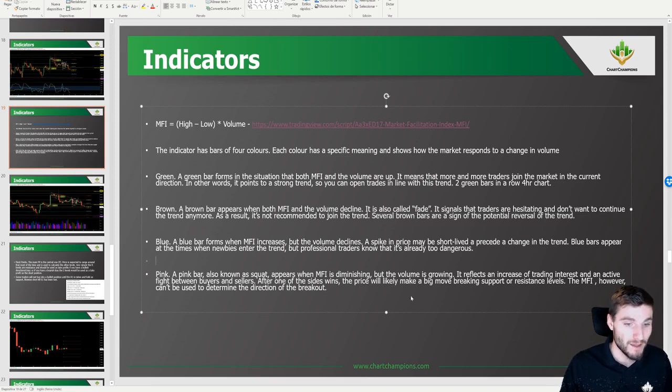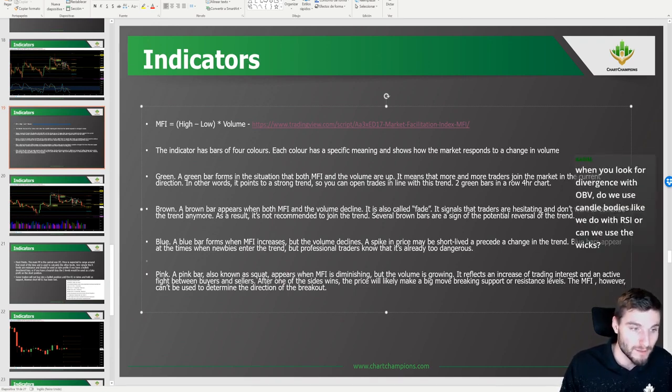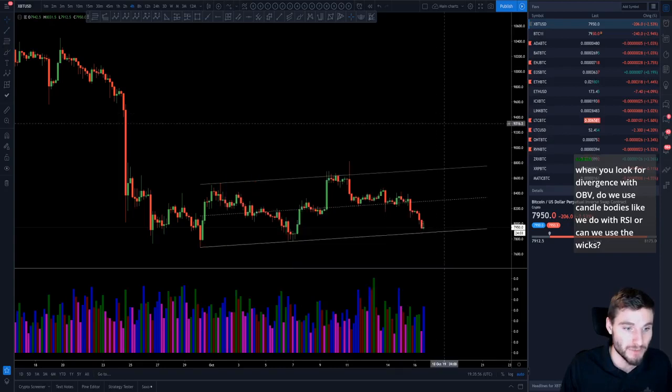And the pink bar is also known as a squat bar. This is a Bill Williams, by the way, really good trader. It appears when the MFI is diminishing, but the volume is growing. So it reflects an increase of trading interest and an active fight between sellers and buyers. It could be the start of a breakout or a breakdown. You don't know which way it's going to break, but it brings your attention. Of the 4, I'd pay most attention to the green. They're obviously all helpful, but the green is number 1 because it's giving you a good idea of the strength of whether the trend is continuing up or down.